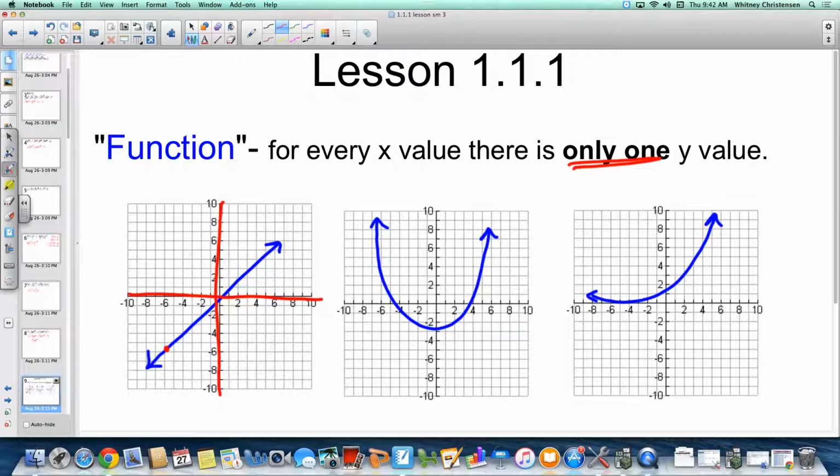Does everybody have that written down? That's important. You don't need to draw these necessarily. I'm just showing you some examples of some functions. And we'll talk about why they're functions for sure in just a second.